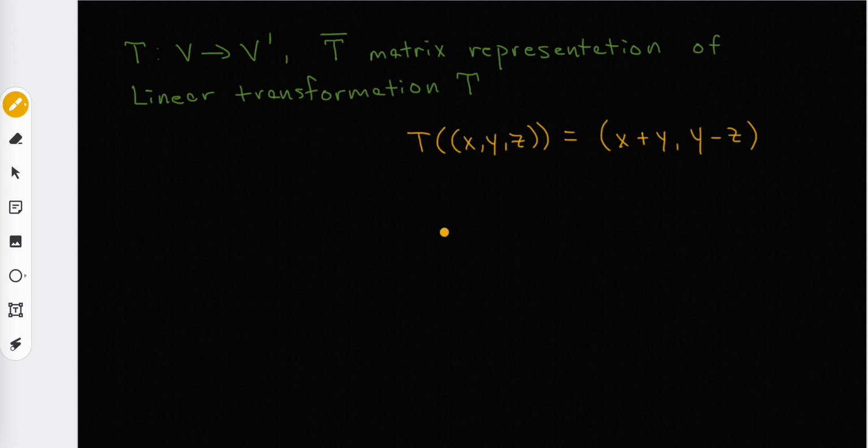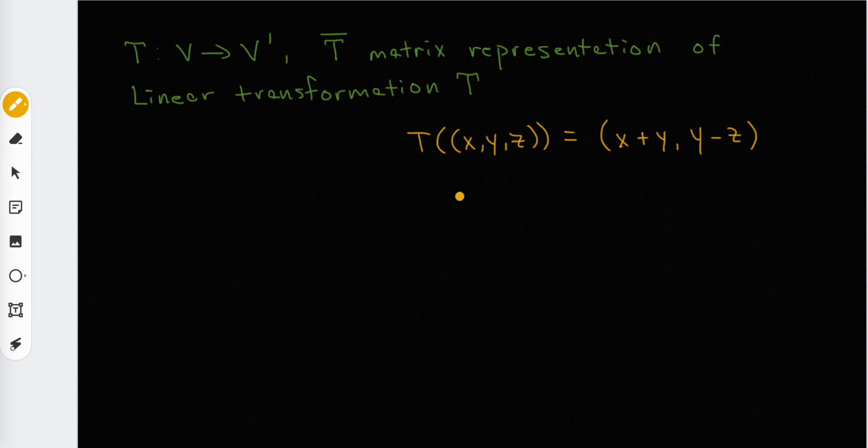So if we have a linear transformation called T, and it's mapping the vector space V to the vector space V prime, we'll have a rule that assigns that transformation. And what we can do is find the matrix representation of that transformation.